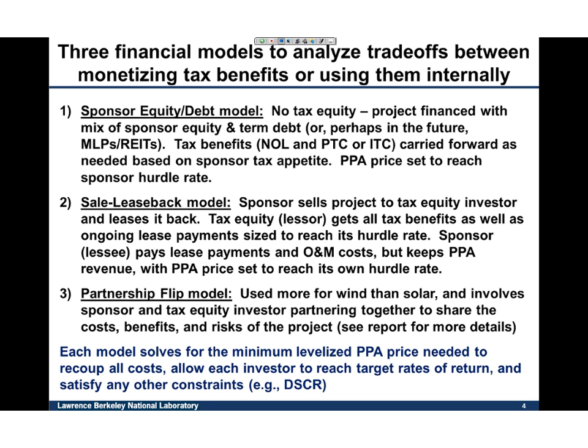All 3 of these models solve for the minimum levelized PPA price that is required to recoup all costs and meet all constraints, such as debt service coverage ratios, while also providing the project sponsor and/or tax equity investor with their required rates of return. And I think that's all I'll say about the models themselves. Anyone interested in more detail on any of these can take a look at Chapter 3 of the report.